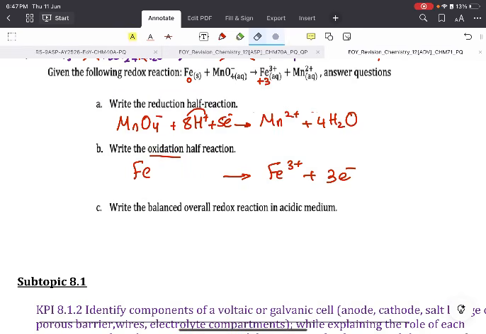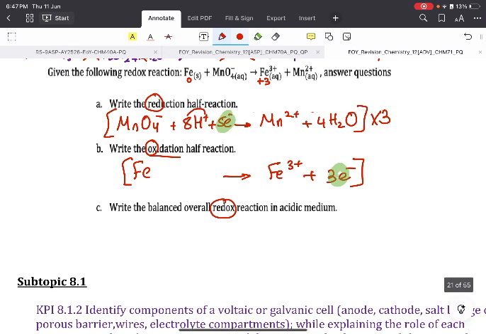We're done. When they tell you write the overall redox, you're gonna add both equations. But this one lost 3, this one gained 5. So you must multiply this by 3 and this by 5 to make the loss and gain of electron equal. And then you write it all down in here. So 3MnO4 minus. And then 3 times 8, 24H plus. And then 3 times 5, 15 electron.